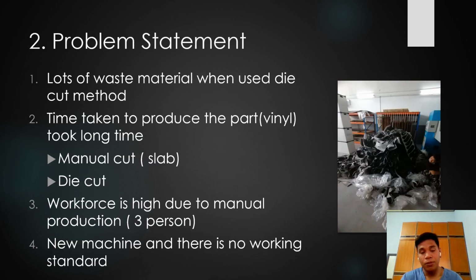Second, for problem statement, a lot of waste material when using a die cut method. The second, time taken to produce the part of vinyl took a long time, because we need to manually cut the slab and do the die cut process. The third is workforce is high due to manual production, which is currently 3%. And lastly is new machine. There is no working standard for this new machine.